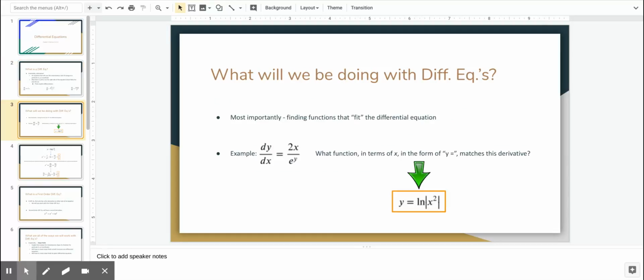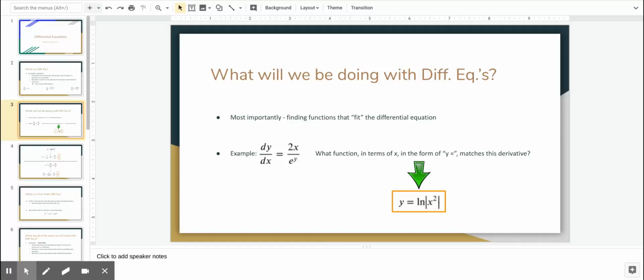So here is the big idea with differential equations, though. Eventually we're going to get to this point where we are going to be finding functions that, quote, fit the differential equation. I'm going to explain what that means in just a minute. Everything that we do starting today, moving forward, is going to be versions of finding functions that, quote, fit the differential equation. We're going to start small today.